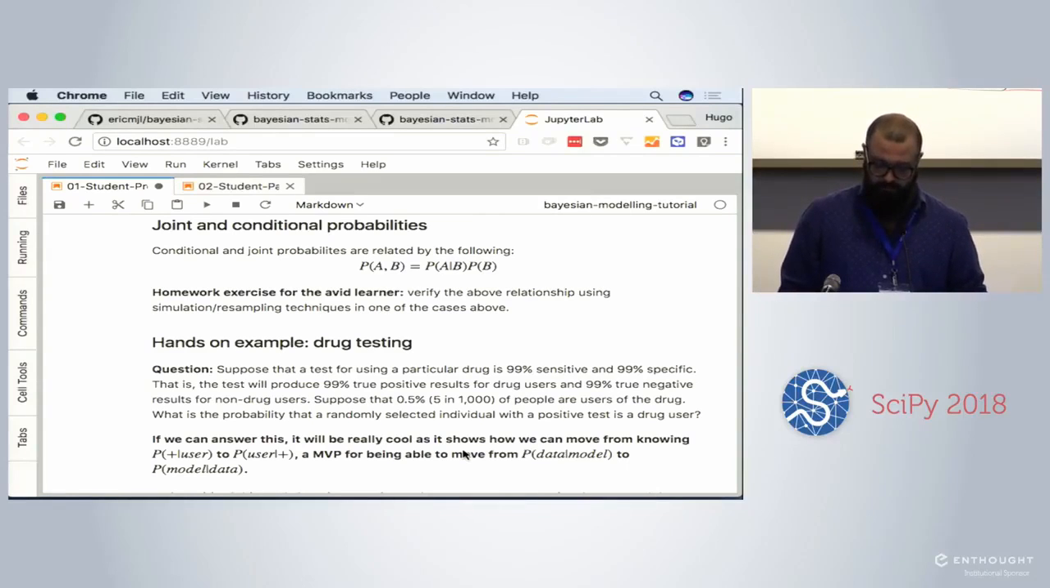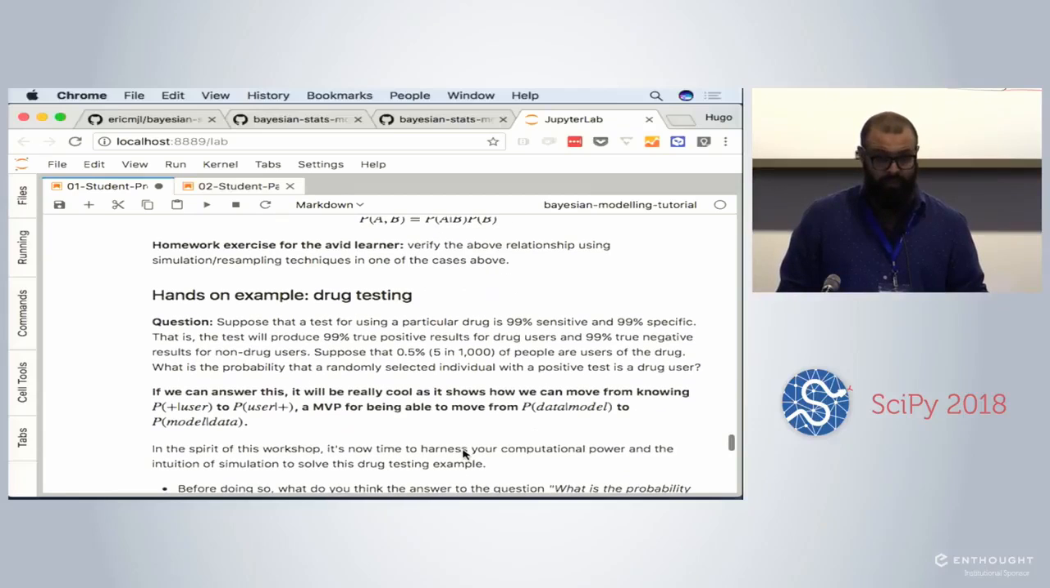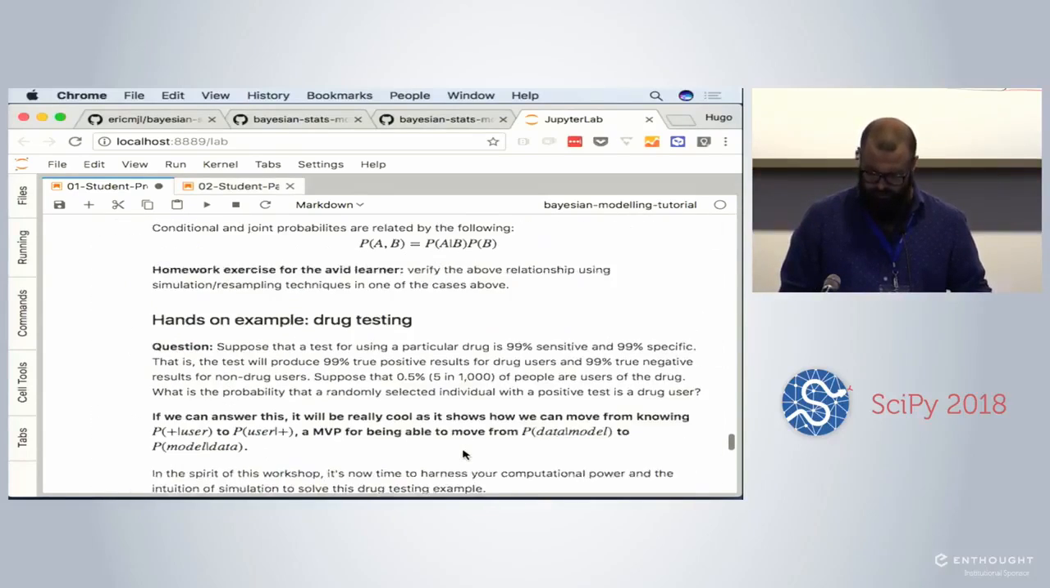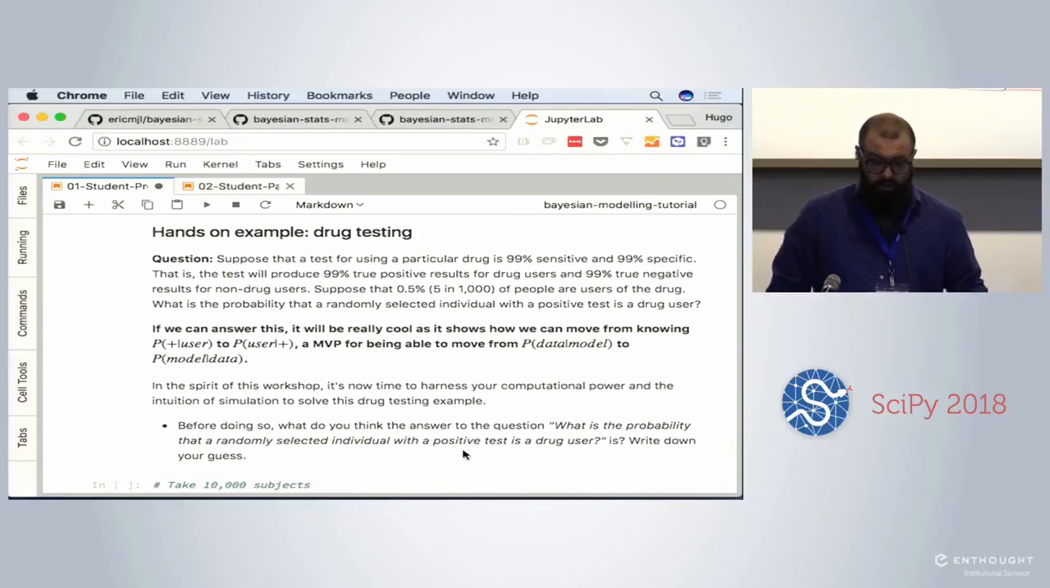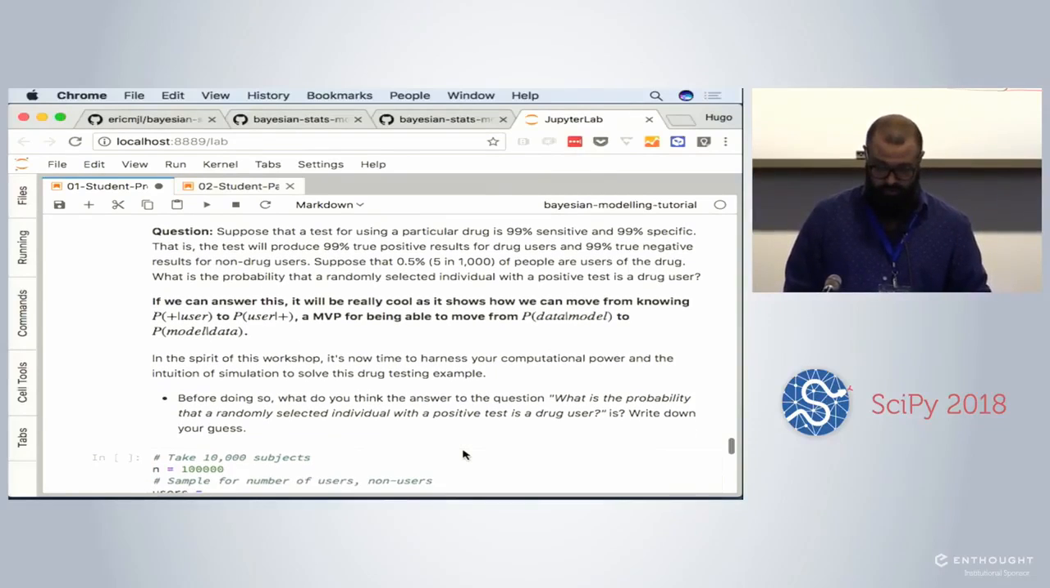I think it's really fun. It's a drug testing example, which I repurposed from Wikipedia, in fact. I don't know if I've referenced that. Definitely need to. The question is that suppose that a test for a particular drug is 99% sensitive and 99% specific. So that means that we'll get true positives 99% of the time for drug users and true negatives 99% of the time for non-drug users. Suppose that 5 in 1,000 people are users of the drug. What is the probability that if you select an individual with a positive test, that they're actually a drug user?